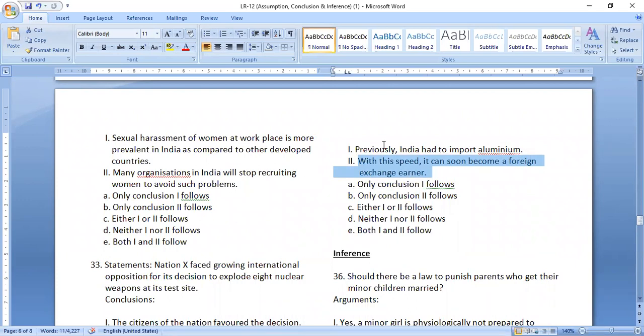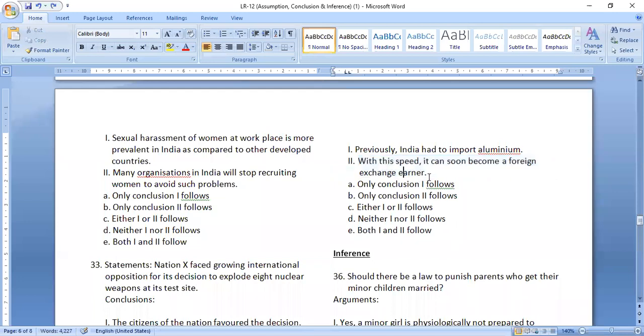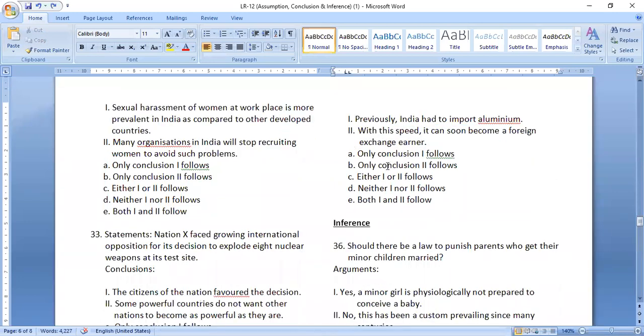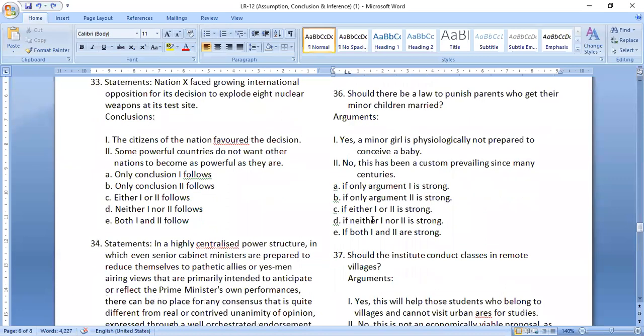I suppose one could be concluded, but two cannot be concluded. Because they don't talk about speed, so I think the answer is there. I think we'll quickly go to inference. I think that's pretty straightforward. We'll do some inference quickly. Just stay with me for another 5 minutes.